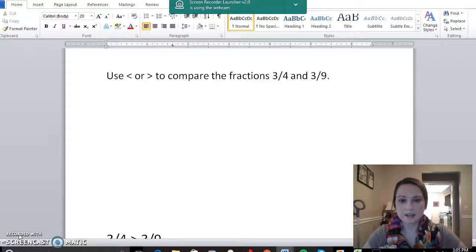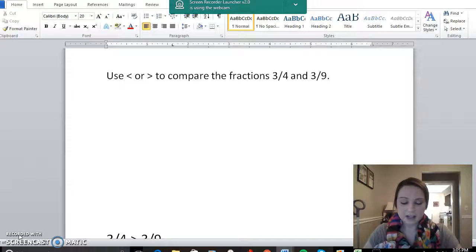Now we are going to use the less than and greater than signs to compare the fractions 3/4 and 3/9. These two fractions do not have the same denominator like our last problem did, but they do have the same numerator, so you can use the denominators to see how the fractions compare to each other. 4 is less than 9.